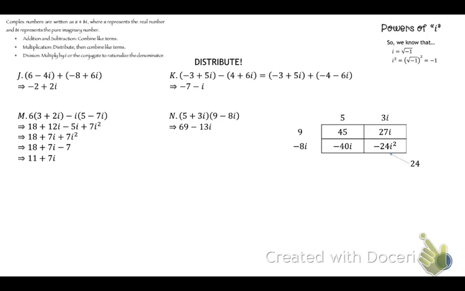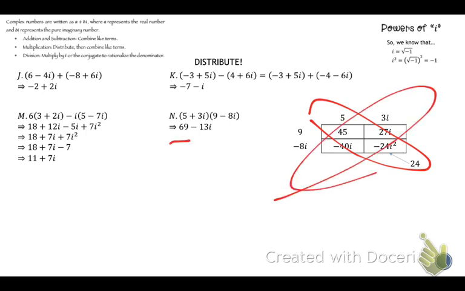Then we can just combine like terms. So these two combine to give you 69. Those two combine to give you negative 13i. Cool?